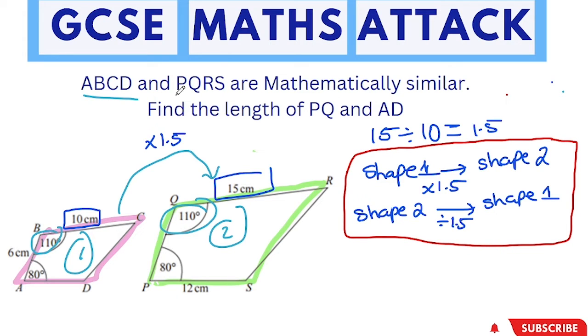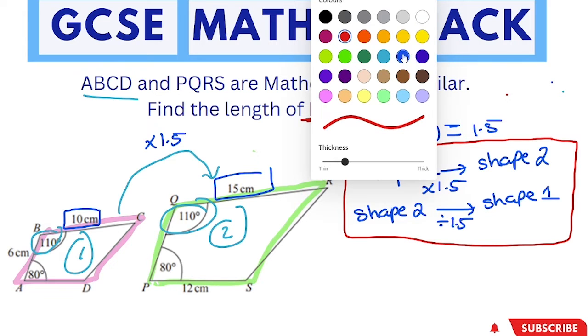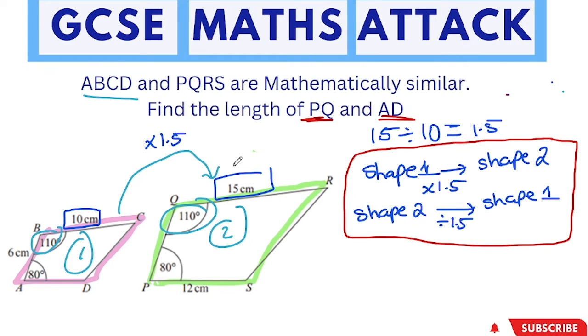The question is asking me to find the length of PQ and AD. The first thing I'm going to do is work out which sides are corresponding. Let's look at PQ. Where's PQ? PQ is over here. What's corresponding to PQ in shape number 1? I can see AB is corresponding to PQ. So if I'm going from shape 1 to shape 2, I'm going to multiply by 1.5. So I'm going to do 6 times 1.5, and that gives me 9 centimeters. So I know that PQ is 9 centimeters.